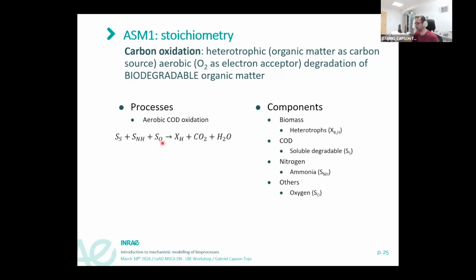And we can define the reaction of aerobic COD oxidation. So we're going to have organic matter, nitrogen, and oxygen. And with those three, we're going to produce biomass, CO2, and water. That's pretty much it. Is everyone okay with this reaction? If you're not, let me know at any time, again, because it's really weird to be talking to myself.